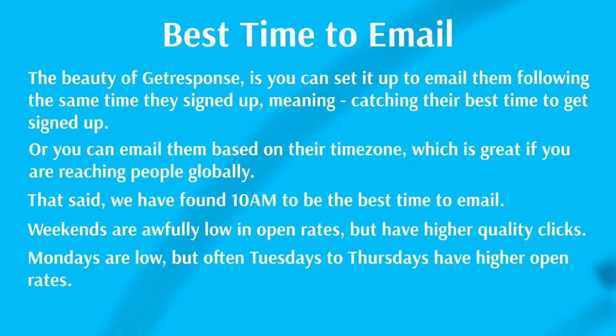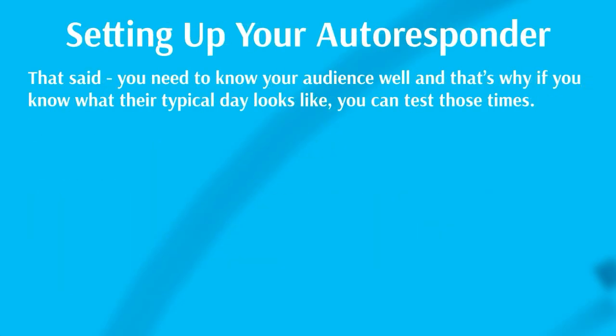Now, if you want, you can go to Google and type in the best time to email your audience in a specific niche, and you might actually get that data, because a lot of the email autoresponder services out there will actually collect this data and provide that to you. Like I said, at the end of the day, you don't really know unless you really know your audience and you know what their typical day looks like.